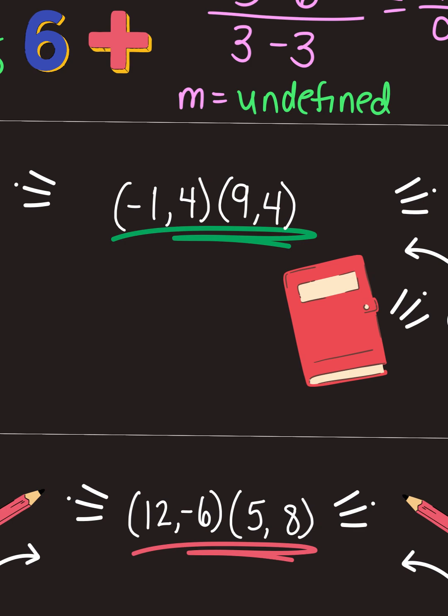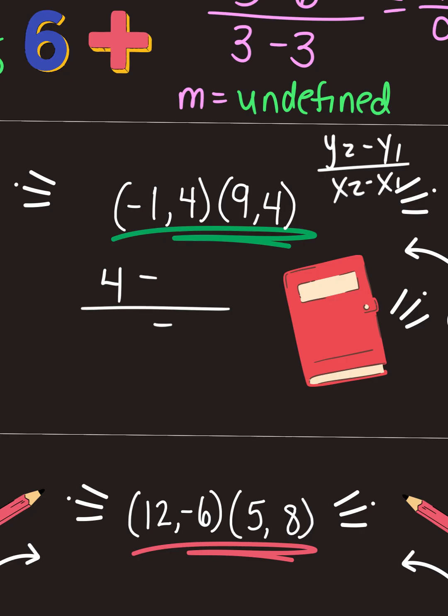Alternately, if you look at this one, if we do y2 minus y1 over x2 minus x1 here, y2 is 4. Y1 is also 4. X2 is 9 and x1 is negative 1, right? Yes. In the numerator, what is 4 minus 4? 0. 9 minus negative 1 means 9 plus 1, which is 10.